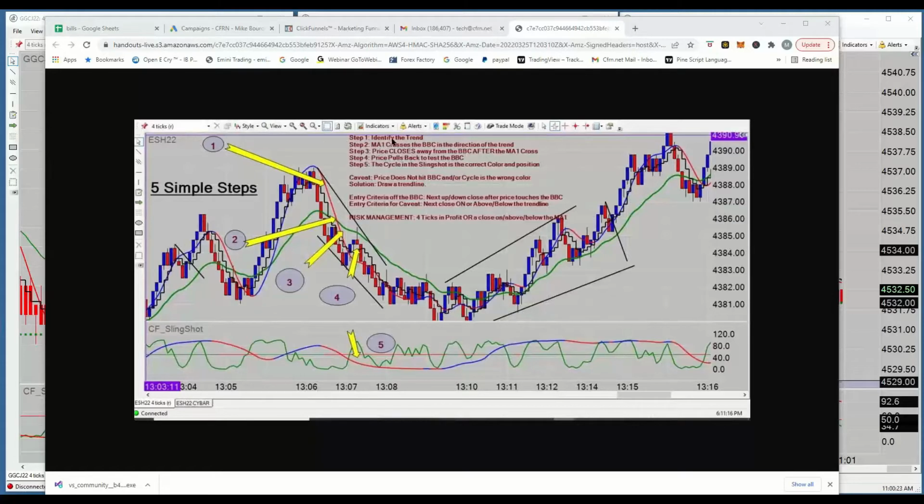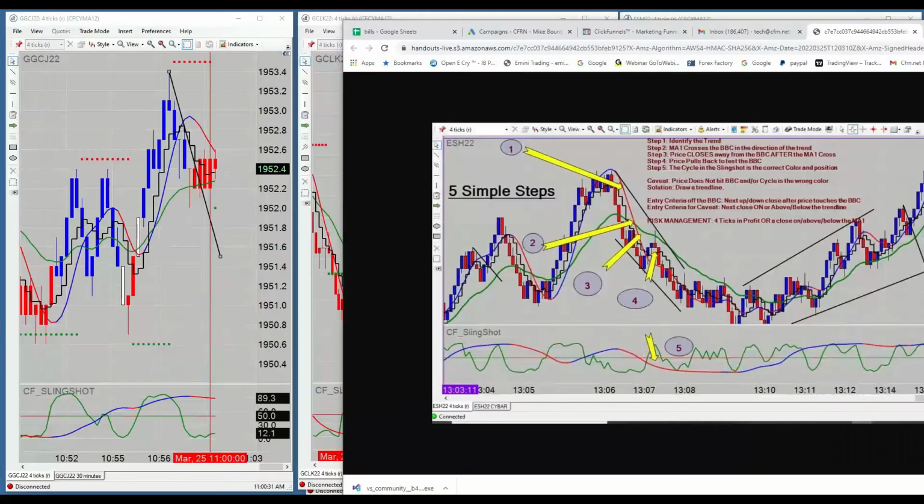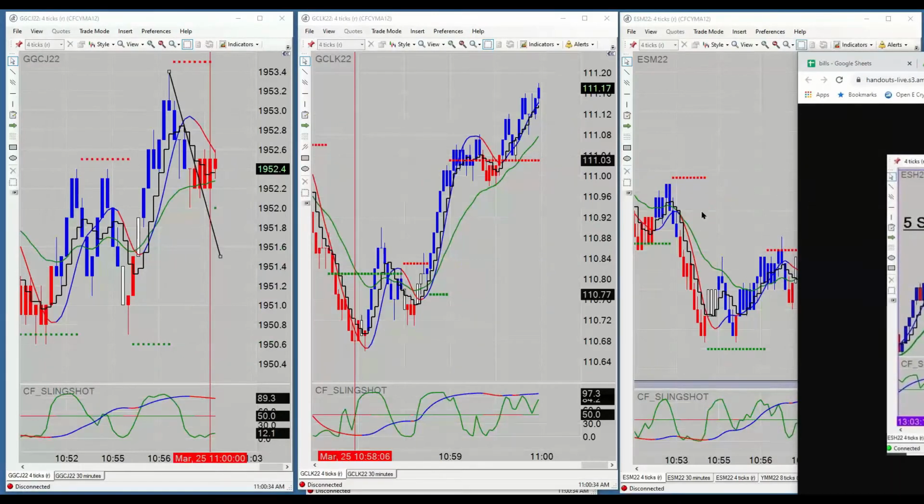Okay, step number 1 is identify the trend. To identify the trend, you have to have higher highs and higher lows, or lower highs and lower lows. Now, if we look at current market conditions, right here would be a trend on crude oil. Okay, that would be an acceptable trend. Higher highs and higher lows.